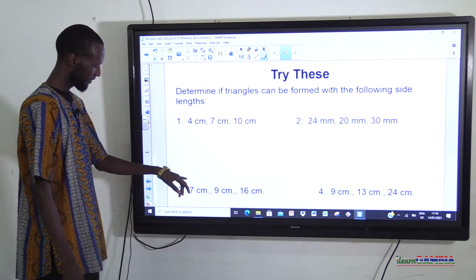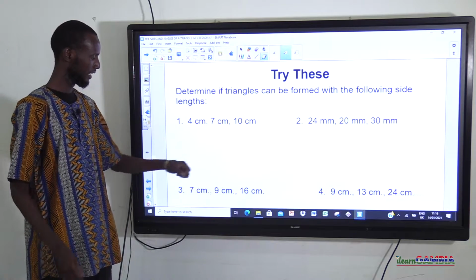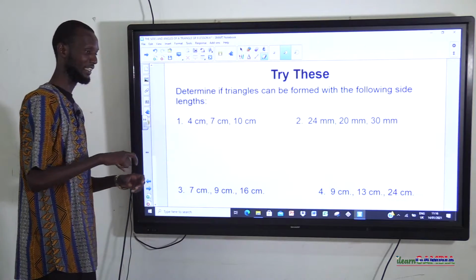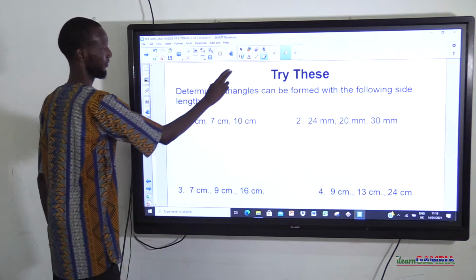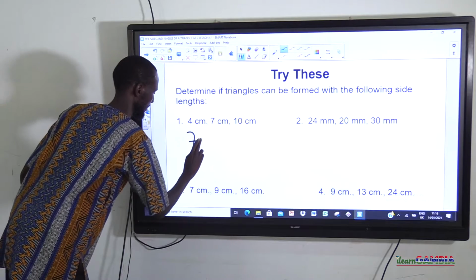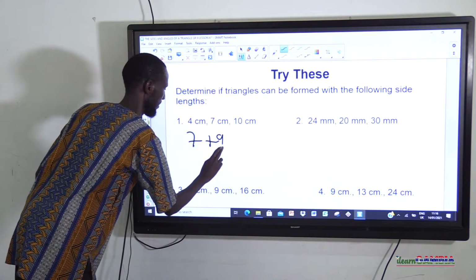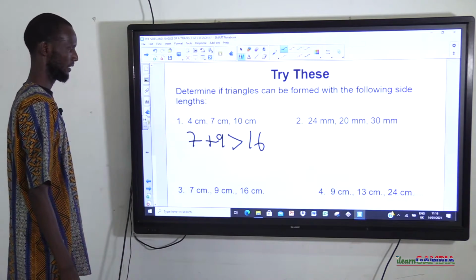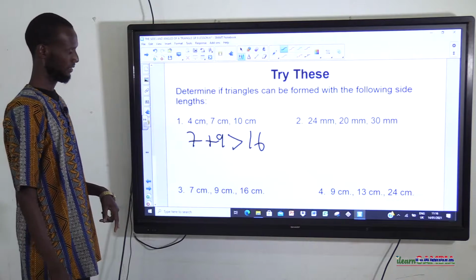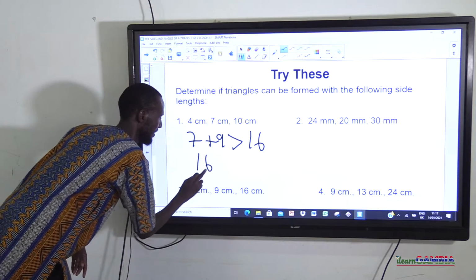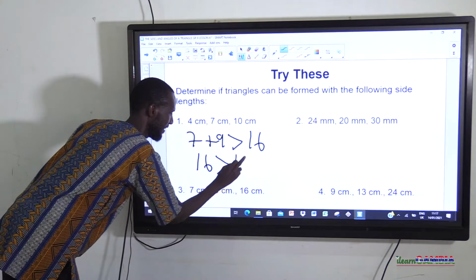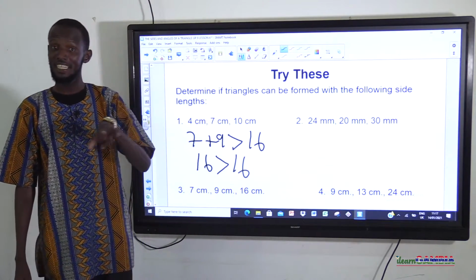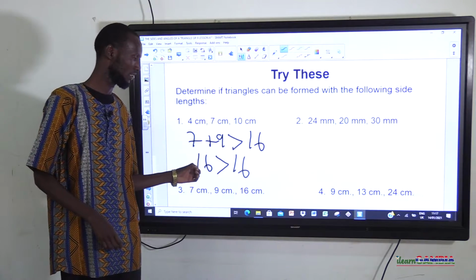Okay, so now we're looking at 7 centimeters, 9 centimeters, and 16 centimeters. Let's add up the first 2 and see if you get an answer greater than the 3rd side. So we take 7 centimeters plus the 9. Will that be greater than 16? Now if you add 7 plus 9, that should give us 16. Is 16 greater than 16? No, 16 is definitely not greater than 16, because 16 is actually equal to 16.